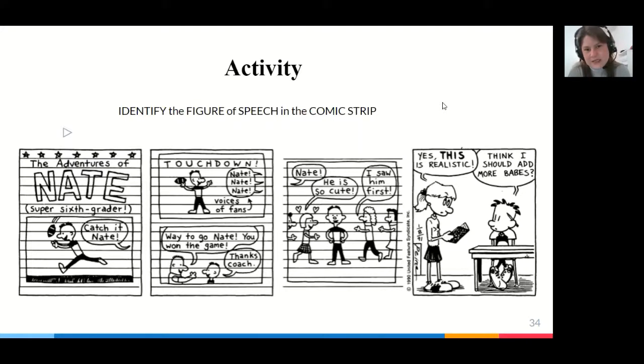And where is it? Yes, once again it is irony. When she says, "this is realistic," what does she mean? When we analyze the context and her face, she means it's totally unrealistic. It's something he is imagining. It doesn't happen in real life. So it is actually the opposite of what she's uttering.